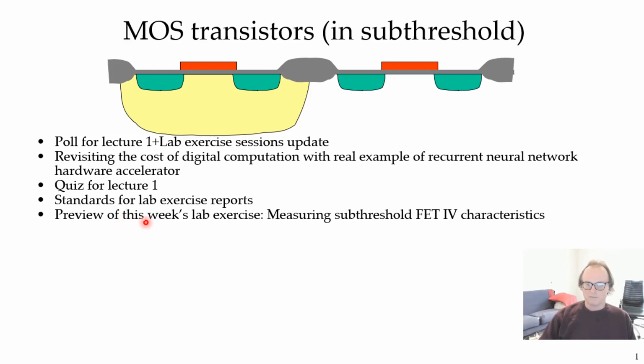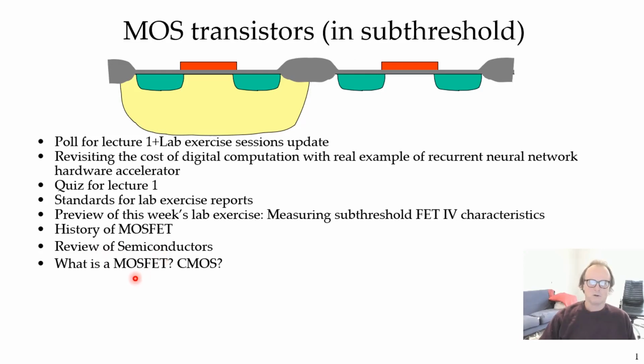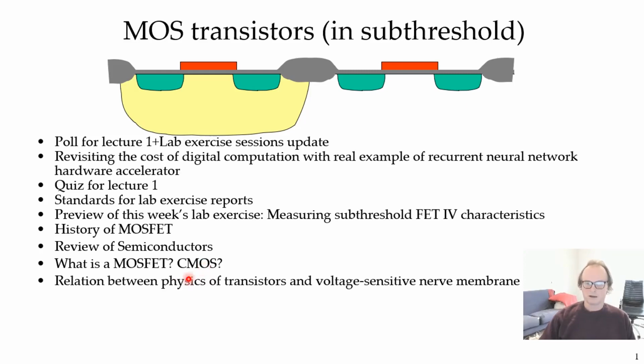And then we'll give you a preview of this week's lab exercise, which is measuring subthreshold field effect transistor current voltage characteristics. And then I'll start the main body of the lecture, which is about a little bit about the history of the MOSFET. A review again of the semiconductors. What is a MOSFET and what is CMOS? I mentioned that last time, but we'll do it again. And then the relation between physics of the transistors and the voltage sensitive nerve membrane. This is the kind of fundamental foundation of the original idea behind neuromorphic engineering, was rooted in this device physics analogy.